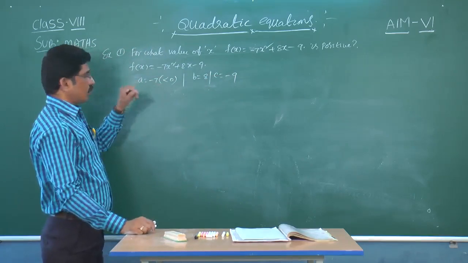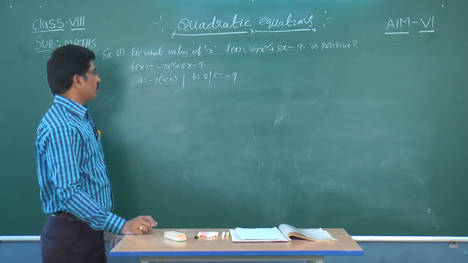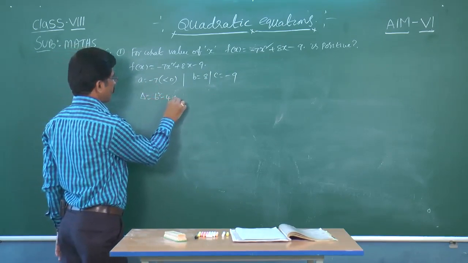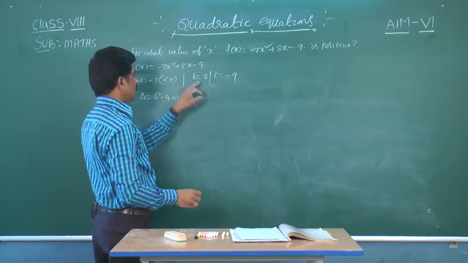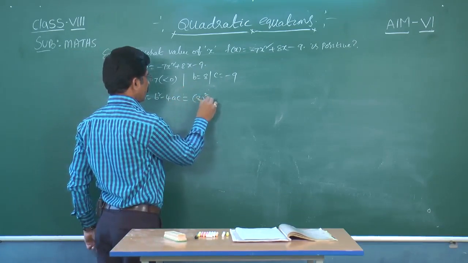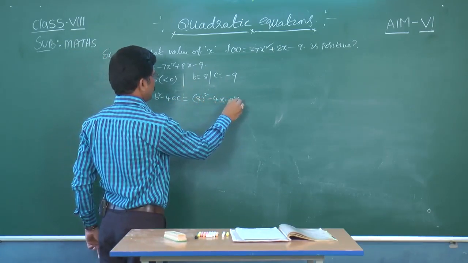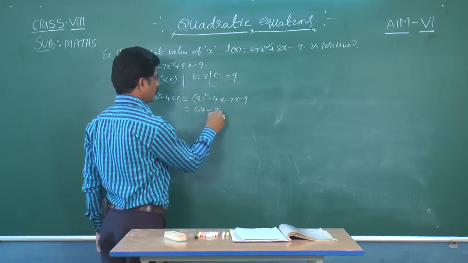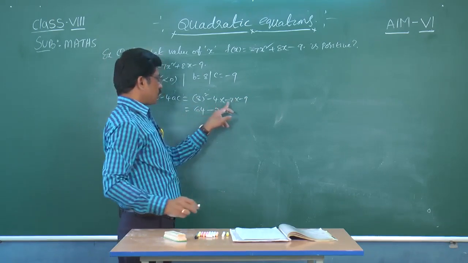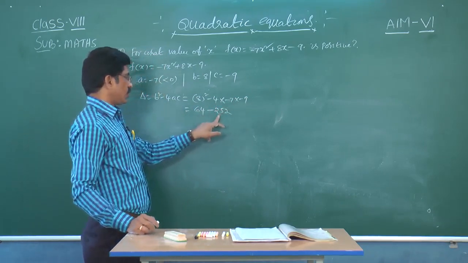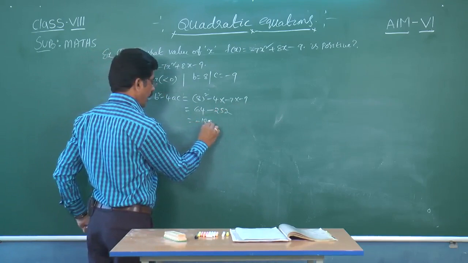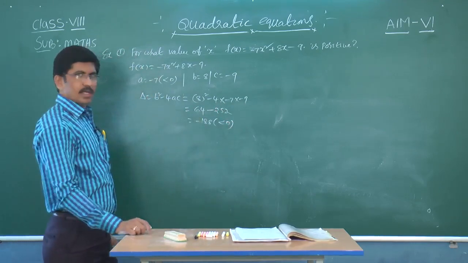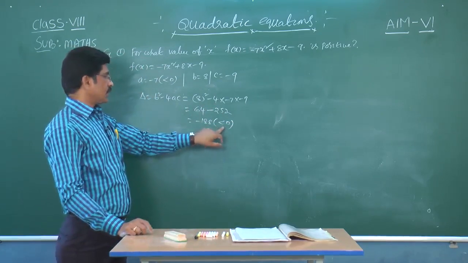A value we already know is less than 0. It is a negative value. Next, the discriminant. Delta is equal to b square minus 4ac. What is b? 8 square, minus 4 into minus 7 into minus 9. 64 minus 252, that equals minus 188. It is less than 0. 252 minus 64 is 188, so minus 188, that is less than 0.